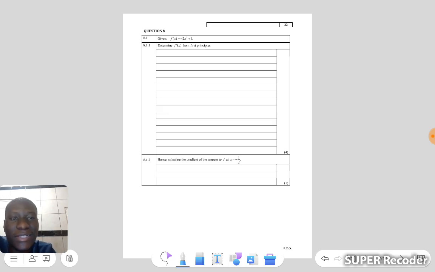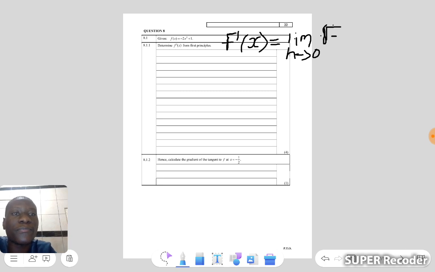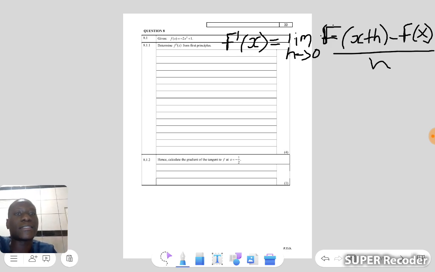What does this mean? First principle has its own formula. You should know it. f prime x equals the limit as h approaches 0 of f of x plus h minus f of x, over h. This is the general formula of the first principle. You should know this. This question is there for you to have a total in calculus.